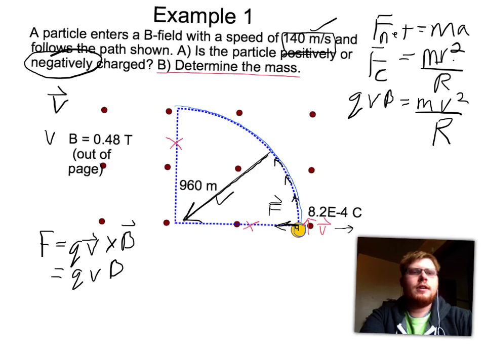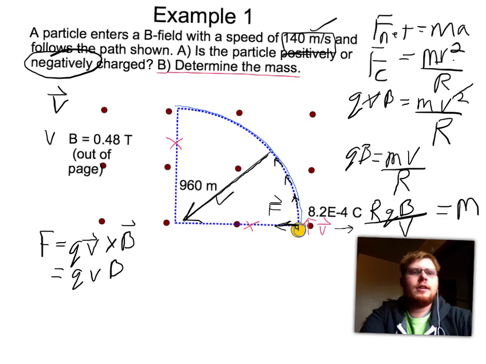So QVB equals mv squared over r. Now you're about to see what you were shown in the video yesterday made by the other person. I can simplify this a bit, get rid of one of these v's. Now I've got QB equals mv over r. And if I want to know the mass, I just solve for the mass, so I get m by itself: multiply by r, and I've got rQB, divide by v, equals m. And now I just plug in the numbers.